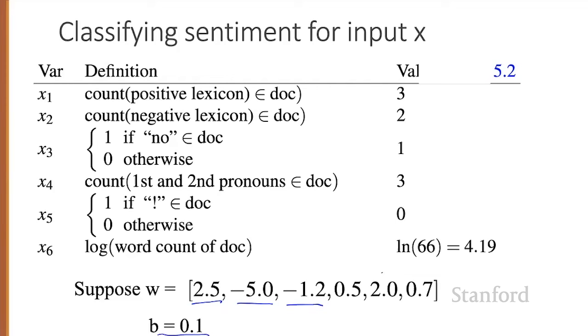So the weight W1, for example, indicates how important a feature, the number of positive lexicon words, feature X1, is to making a positive sentiment decision. And W2 tells us the importance of negative lexicon words. Now notice that W1 is positive and W2 is negative, meaning that negative words are negatively associated with a positive sentiment decision. And furthermore, they're about twice as important as positive words. So the weights tell us something.